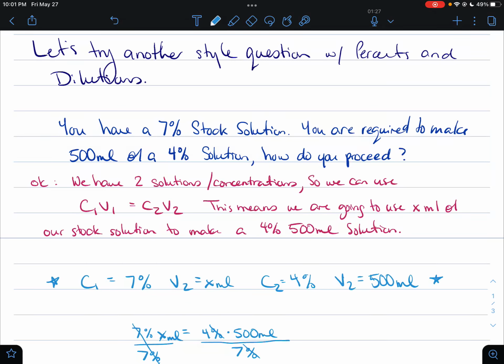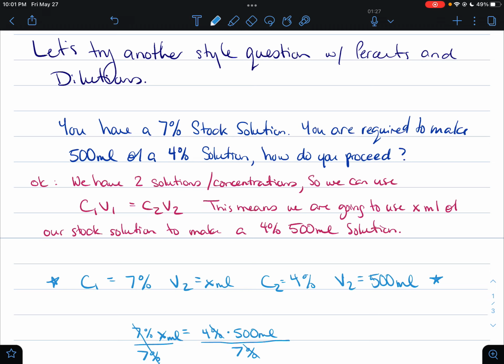Let's try another style question with percents and dilutions. So we'll go with our stock solutions where we use the concentration of the first solution and the volume of the first solution, which will equal the concentration of the second solution and the volume of the second solution, or C1V1 equals C2V2. So we have a 7% stock solution in my example here.